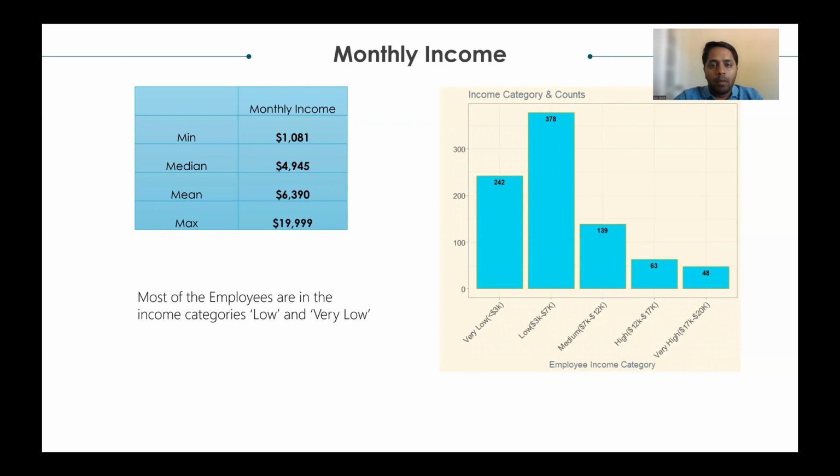Now let's take a look at the monthly income analysis. We did the analysis and we found that the minimum monthly income is 1,081. The maximum monthly income is 19,999. We categorized the income into multiple categories like very low, low, medium, high, and very high. And we could find that most of the employees are in very low or low category.